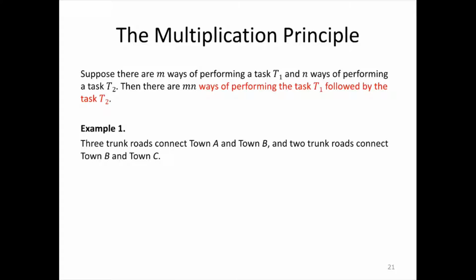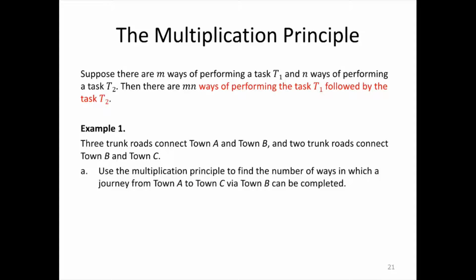So let's see one example. If we have 3 trunk roads connecting town A and town B, and 2 trunk roads connecting town B and town C, the question is: find the number of ways in which a journey from town A to town C via town B can be completed. Here we have town A, town B, and town C, with 3 trunk roads from A to B and 2 trunk roads from B to C.